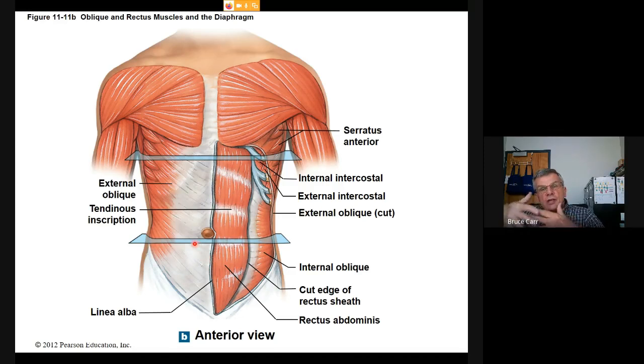Placing these sheets at different angles means that when you contract them, it provides a very solid muscle wall, supporting the integrity of that abdominal cavity and all the organs within.